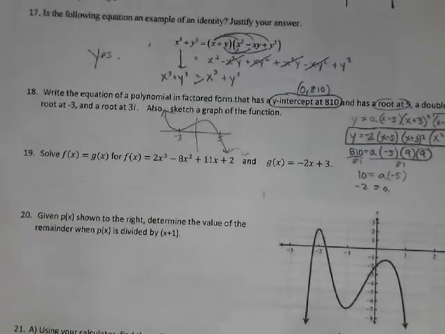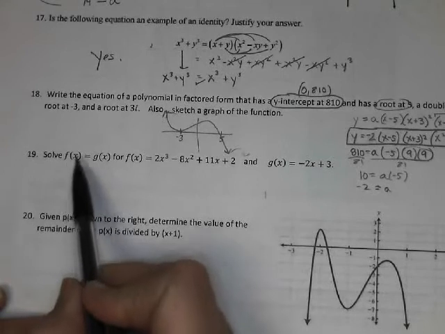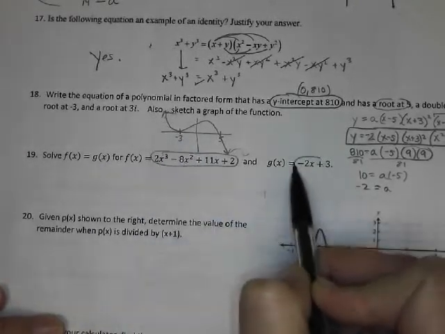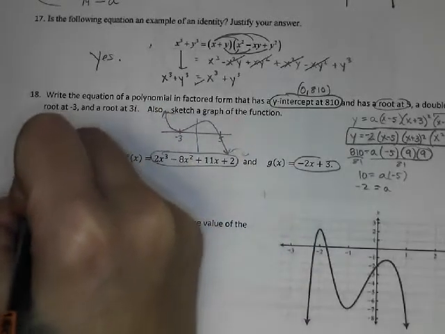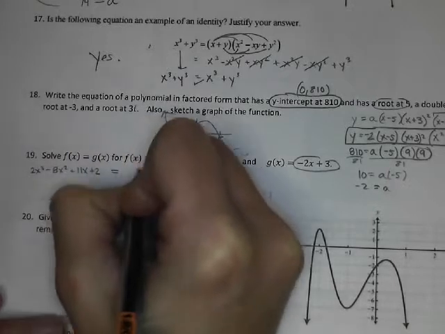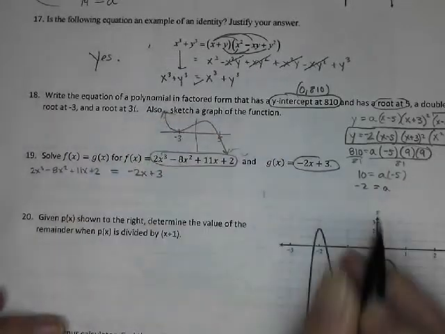Number 19 says to solve for when f of x equals g of x. So that's going to be, when does this equal this? So 2x cubed minus 8x squared plus 11x plus 2. When will that equal negative 2x plus 3?